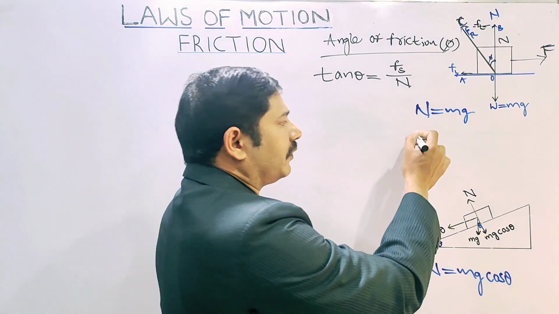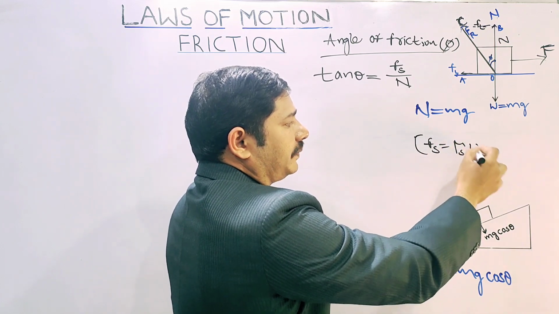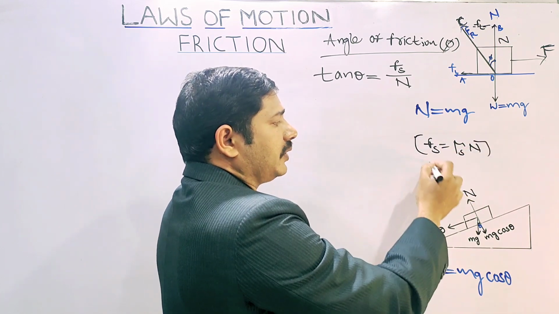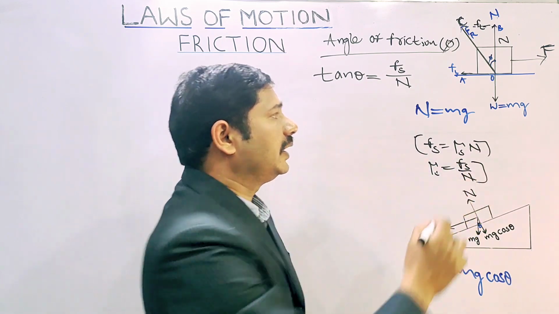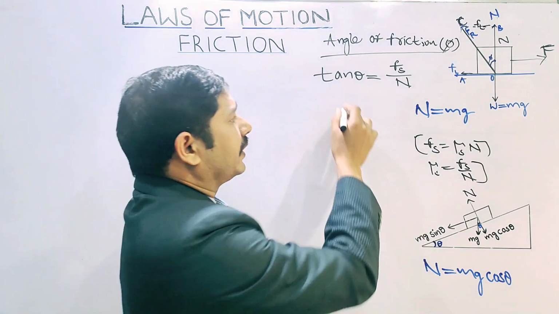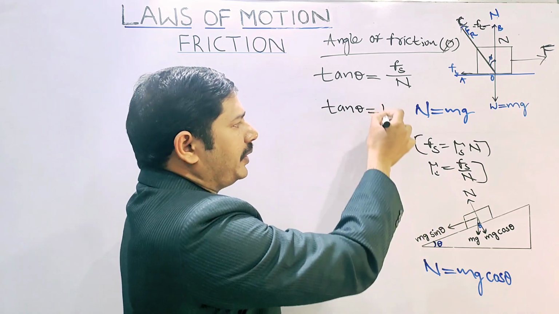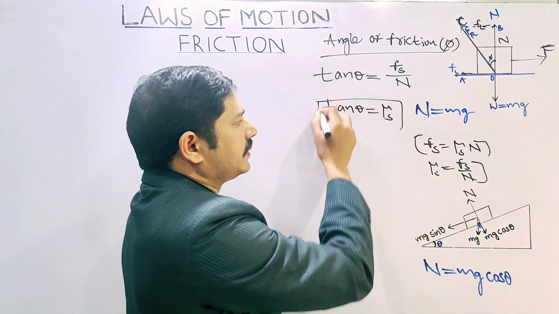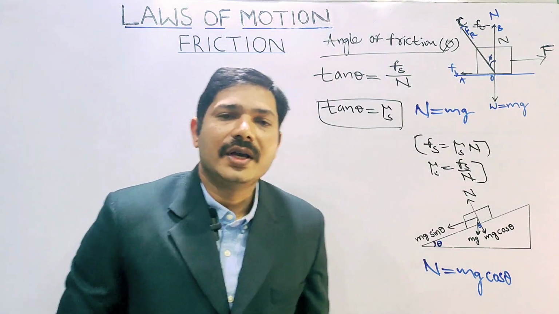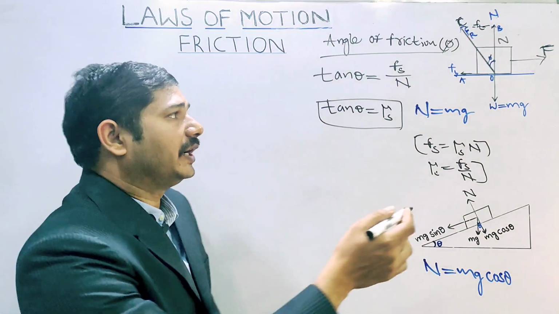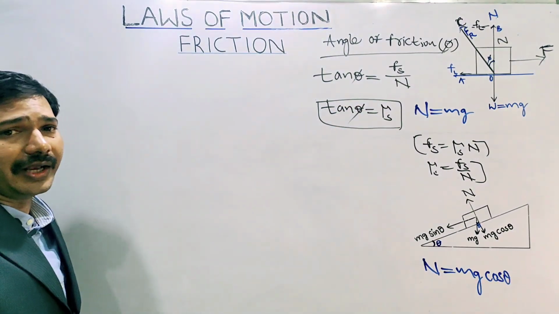From what we take, Fs equals mu s into n. So mu s equals Fs by n. Instead of Fs by n, we can take mu s. Tan theta equals mu s, the coefficient of static friction. Here theta is the angle of friction, so we can take phi also.